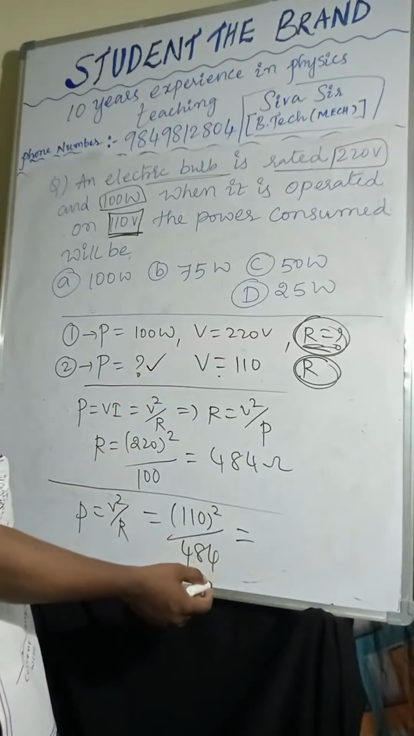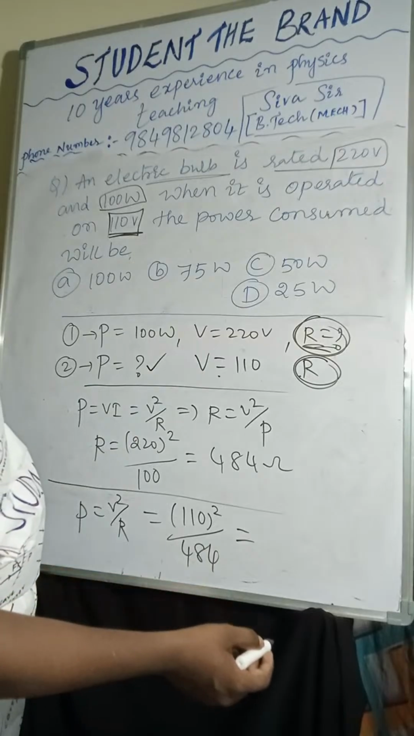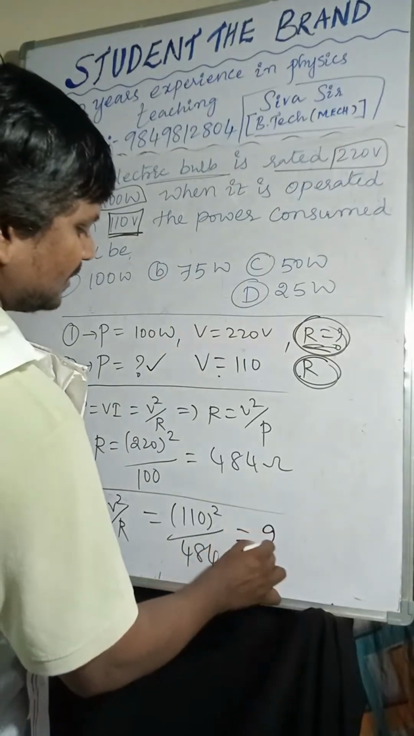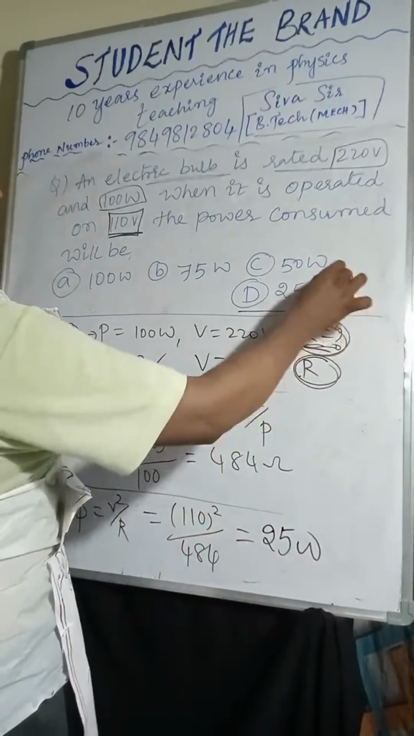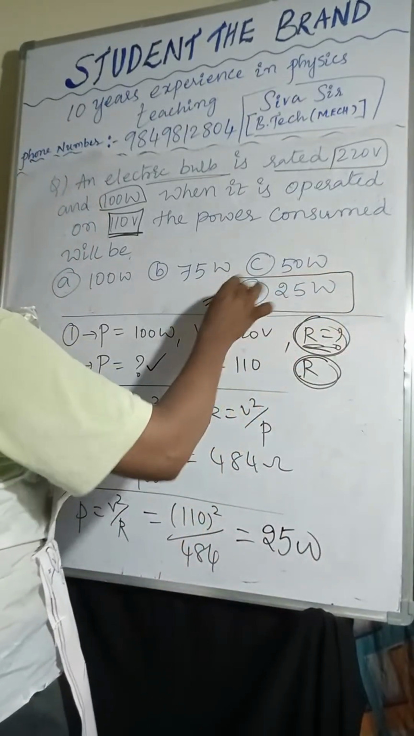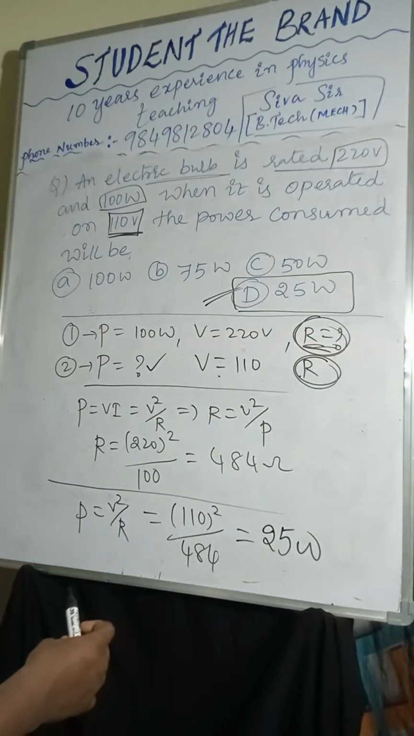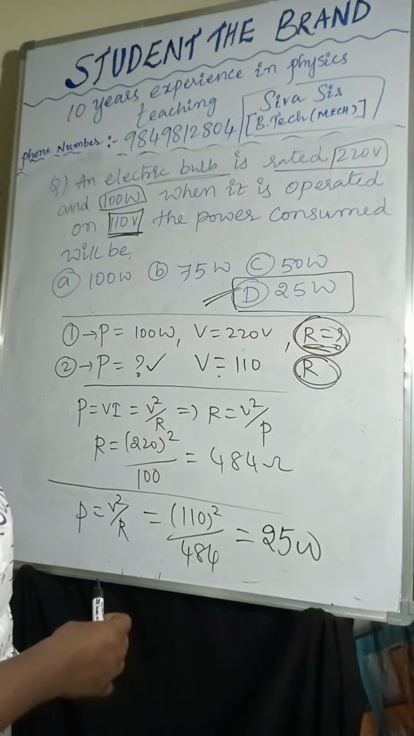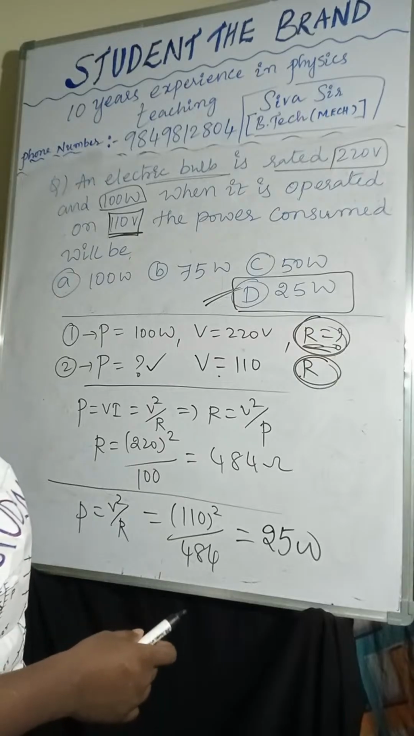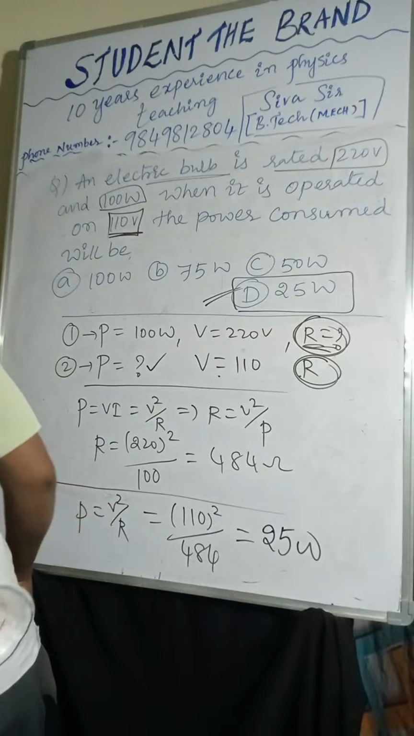So that is what we are doing. How much will you get? So we will get 25 watt. Check once whether you are getting the correct value or not. This is the answer. Is it clear? Okay, we'll go to the next one. Next problem.